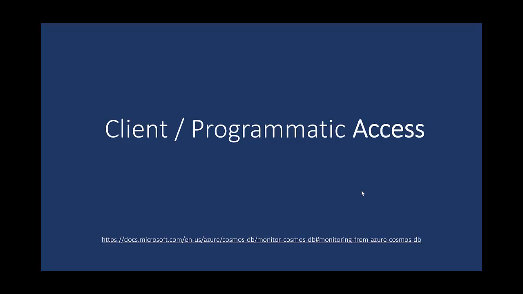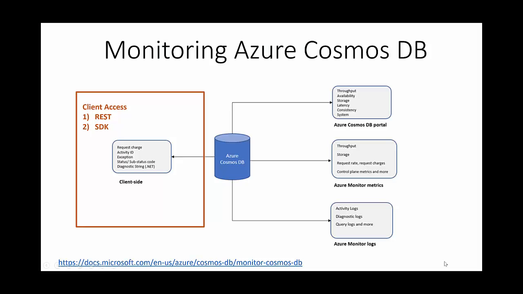Finally, we come to the client or programmatic access. Let's go back and take a look at the very beginning, the chart that we had brought up, Monitoring Azure Cosmos DB. Till now, we did see, looking on the right side of this picture, which is directly from the Azure Cosmos DB portal, using Azure Monitor, and then through metrics and logs. On the left side of the picture is really the end developer's access to Cosmos DB's metrics and logs.